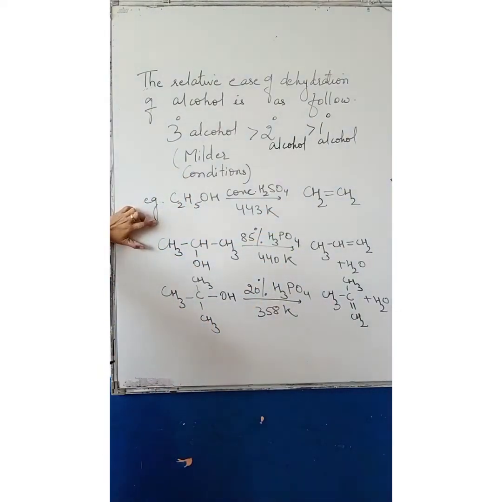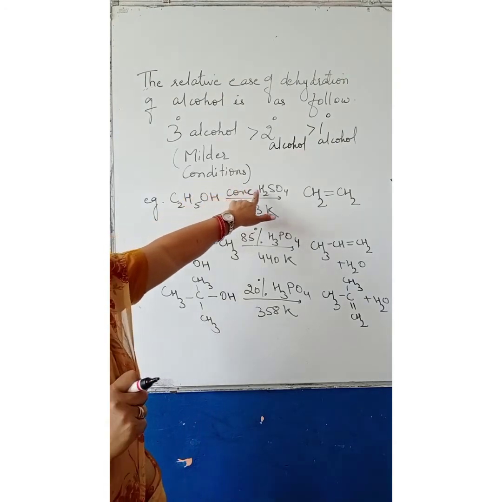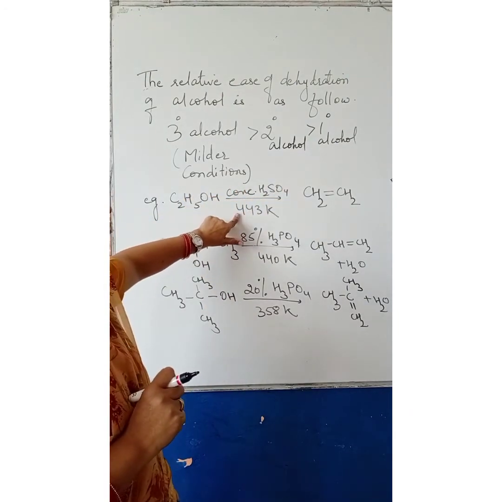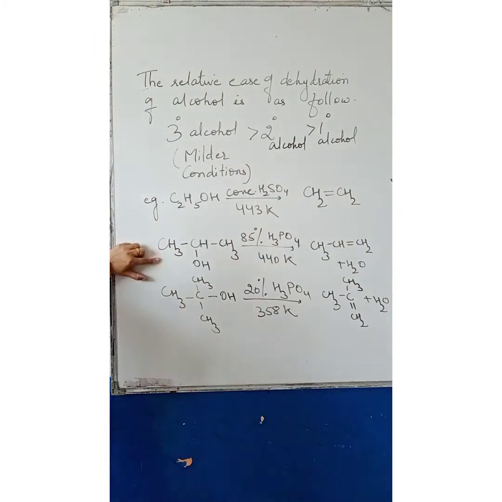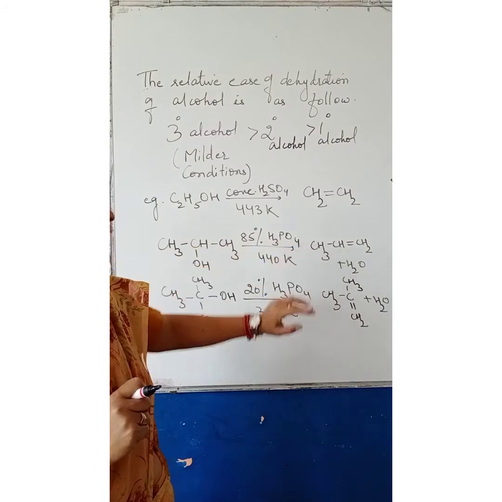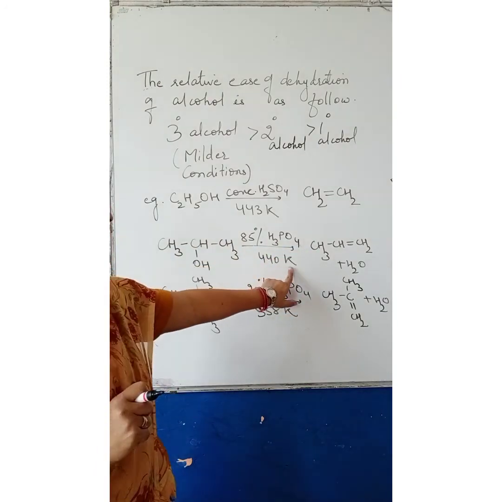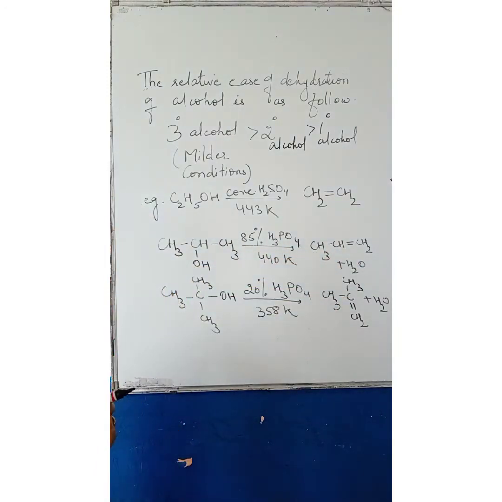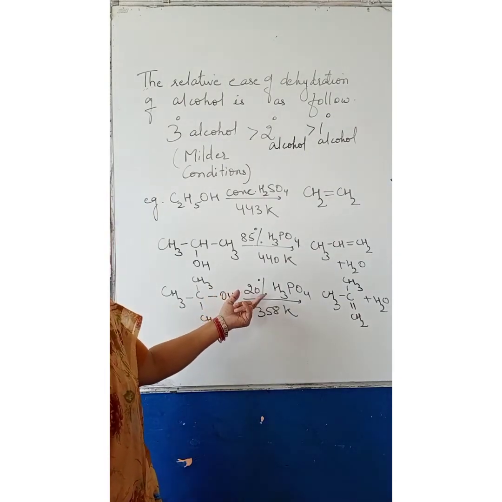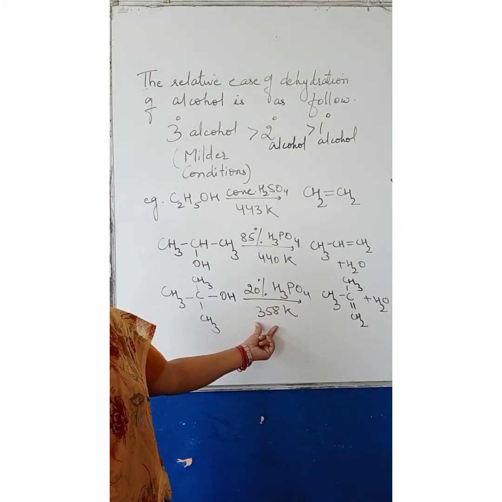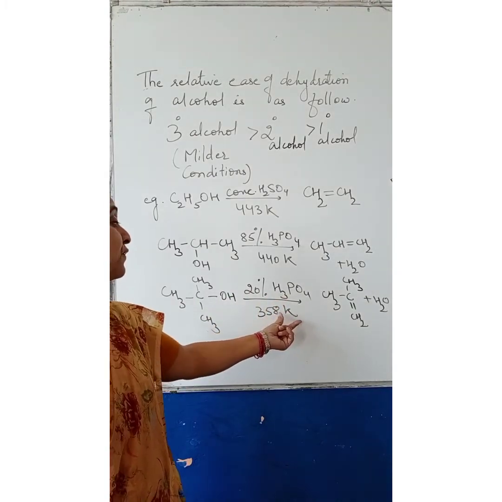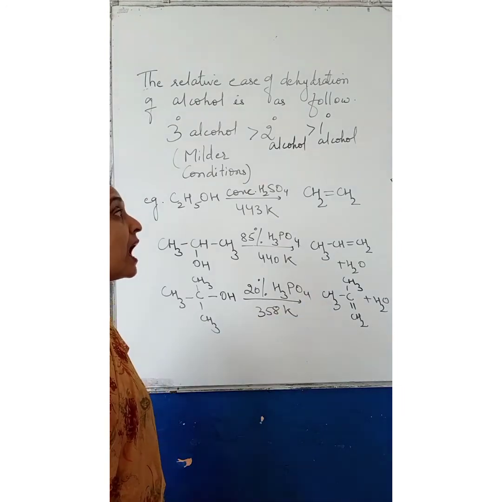Let us take an example. Ethanol in presence of concentrated H2SO4 at 443 Kelvin forms an alkene. If we take a 2-degree alcohol, 2-propanol, it requires 85% H3PO4, 440 Kelvin to give you alkene. And if you take a 3-degree alcohol, you require very milder conditions, only 20% H3PO4, and the temperature is also less, 358 Kelvin, to give you an alkene.